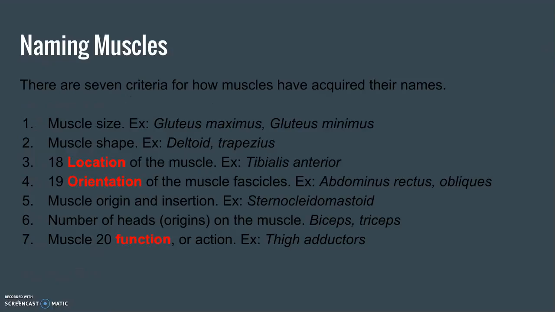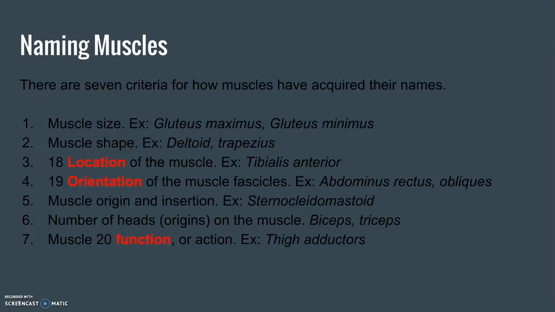Now, there are 7 criteria for how muscles have gotten their names over time. The first one is the size of the muscle. For example, we have the gluteus maximus and the gluteus minimus. We also have muscle shape. The deltoid and the trapezius are named because of the shape of those muscles. They look like a delta, which is a triangle, or a trapezius is like a trapezoid.